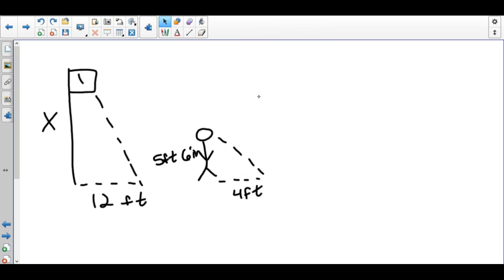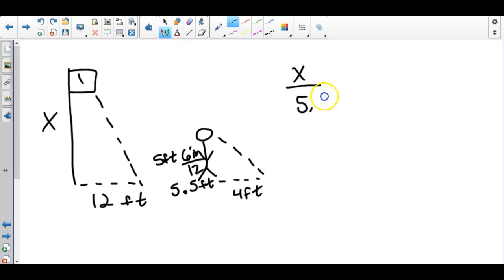So really we have two similar triangles here. So we can set up a proportion. We know x corresponds with the height of the person. Now the height of the person is in feet and inches. Everything else is in feet. So we want to change this. We know there are 12 inches in a foot. So if we do 6 divided by 12, then we would have 5.5 feet. So x corresponds with 5.5. Then we started with the flagpole triangle, so we have to use 12 next over its corresponding side of 4.